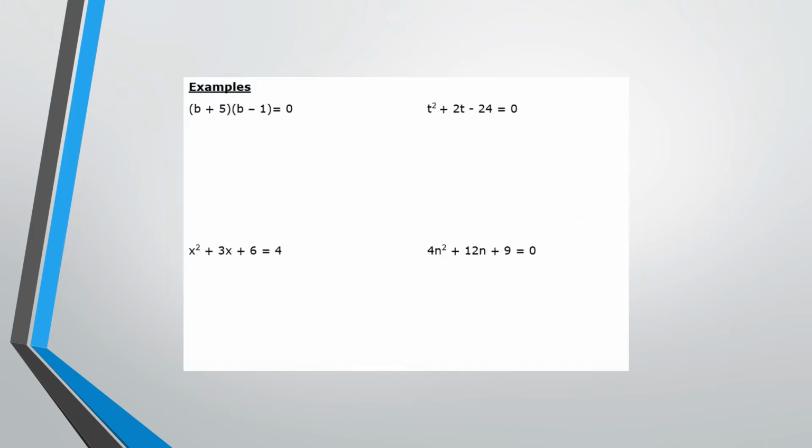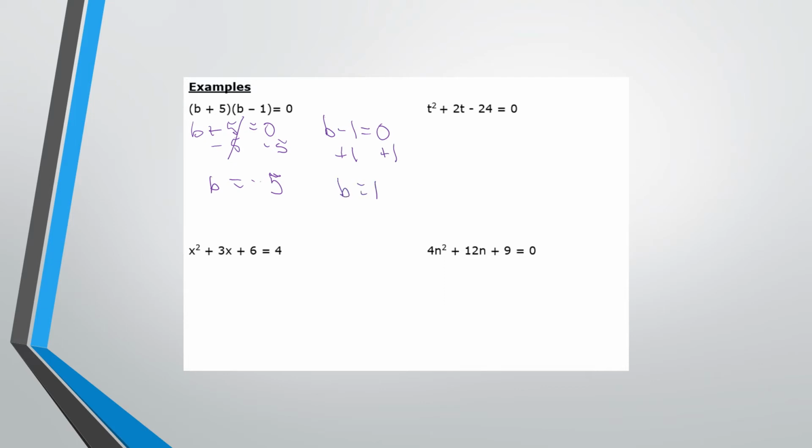So let's look at this example. The first one is already factored for us. So we get b plus 5 equals 0, and b minus 1 equals 0. Here I subtract 5 from both sides, so b equals negative 5. Here I add 1 to both sides, so b equals 1.